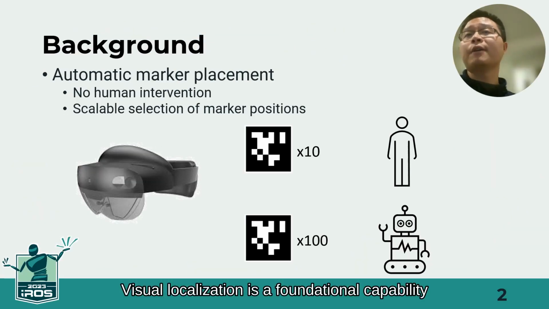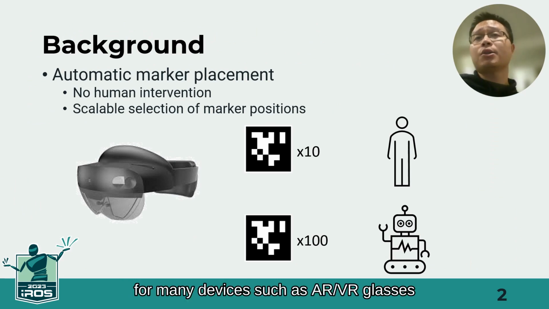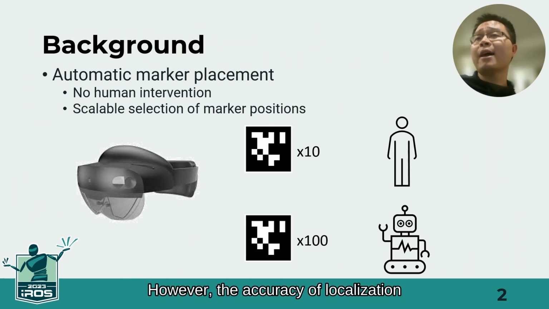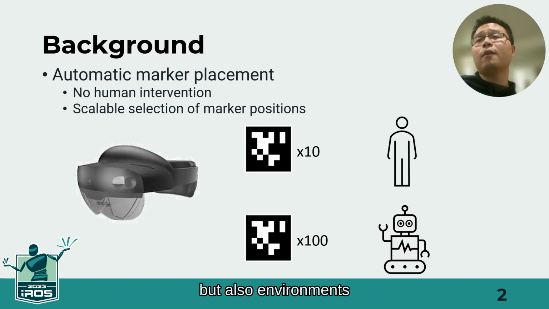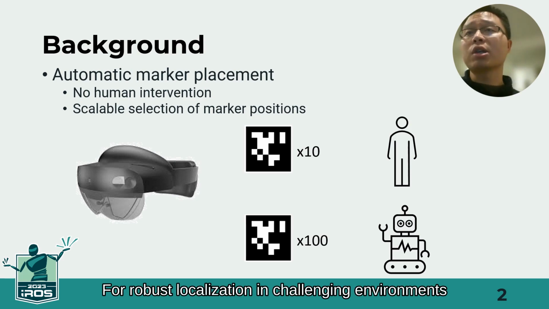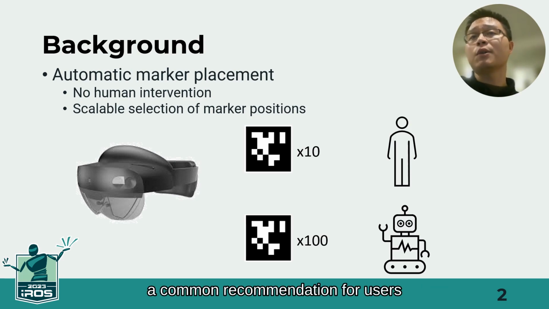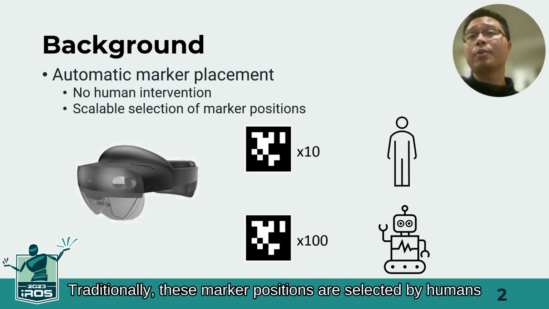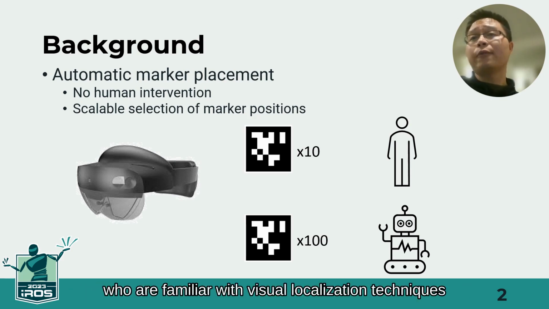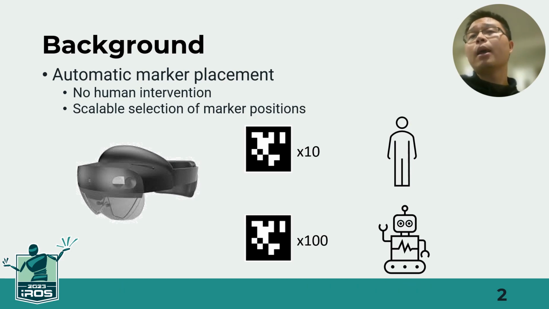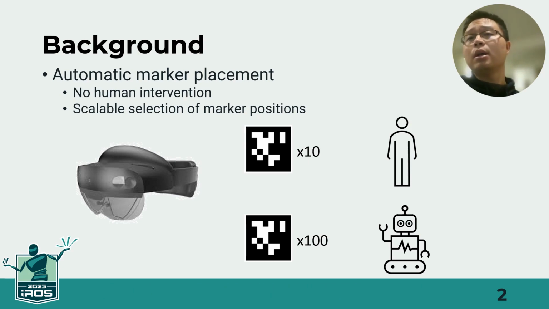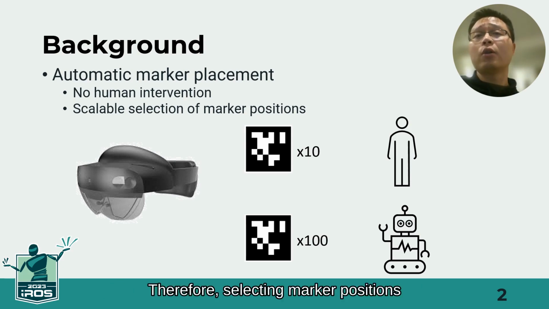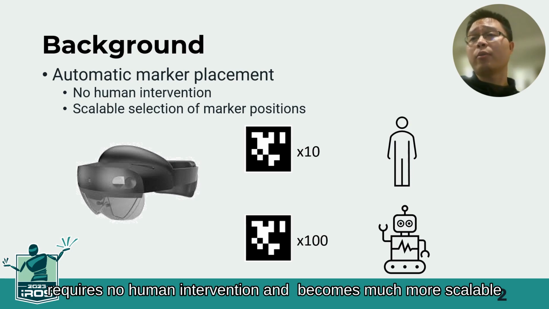Visual localization is a foundational capability for many devices, such as AR/VR glasses. However, the accuracy of localization depends on not only software and hardware, but also environments. For robust localization in challenging environments, a common recommendation for users is to use QR code or fiducial markers. Traditionally, these marker positions are selected by humans who are familiar with visual localization techniques. This work explores the problem of automatic marker placement within a scene. Therefore, selecting marker positions requires no human intervention and becomes much more scalable.